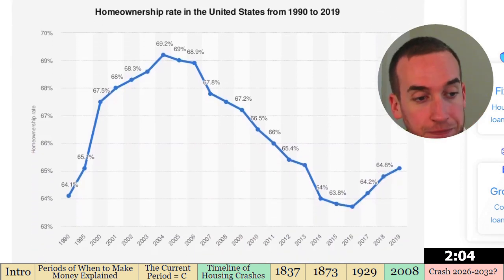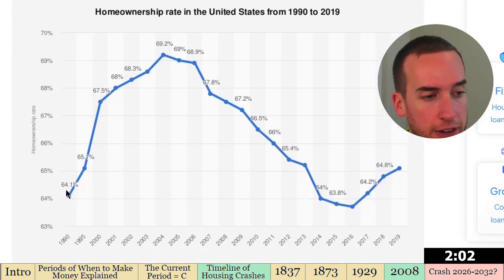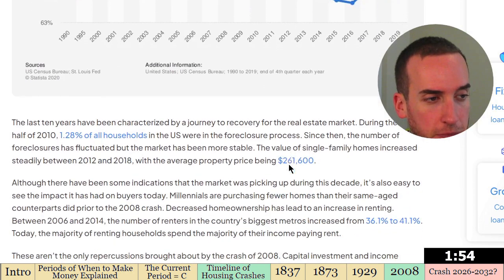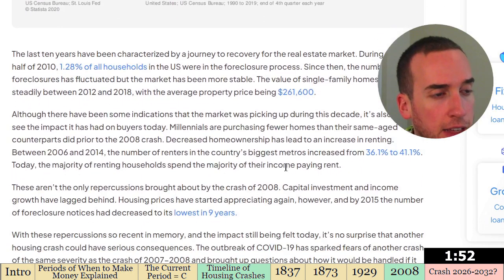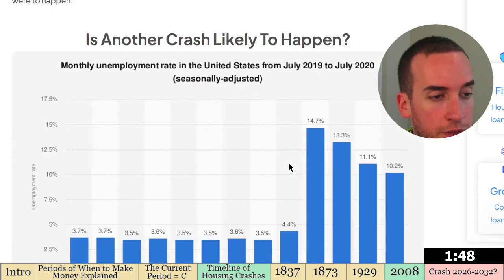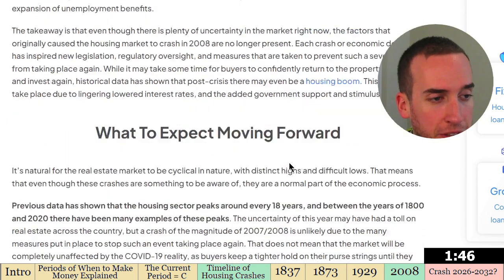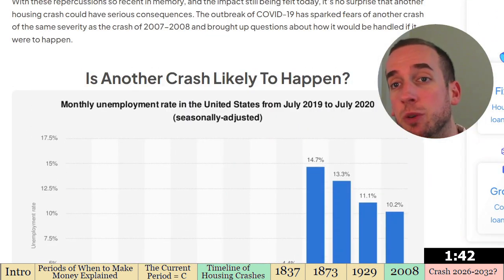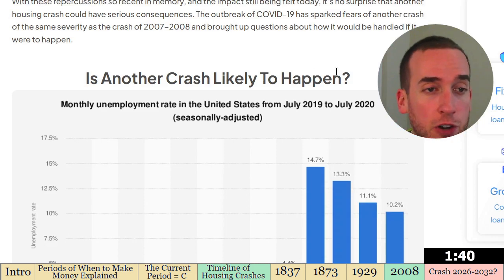And here's a chart: 1990 home ownership rate, down to 67%. Okay, so we've got our information. I don't think this chart or this website has anything else. So I'll link all of these websites that I've referred to.